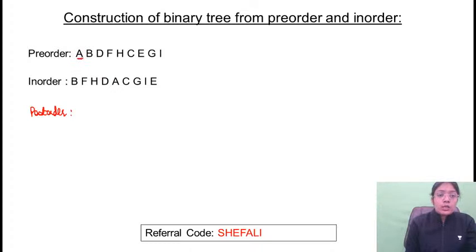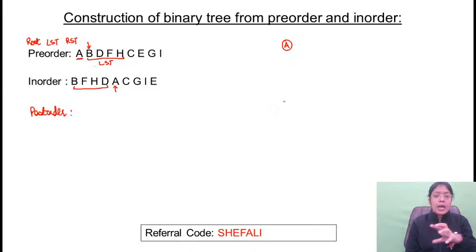So pre-order is given. This means that first position will give you the root element. A is the root element. A is present here. So the remaining elements will be on the left. Among these elements, B is coming next. So next 4 elements, these are the elements of left subtree. So B is coming next.